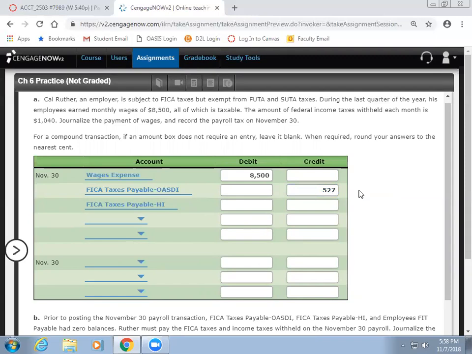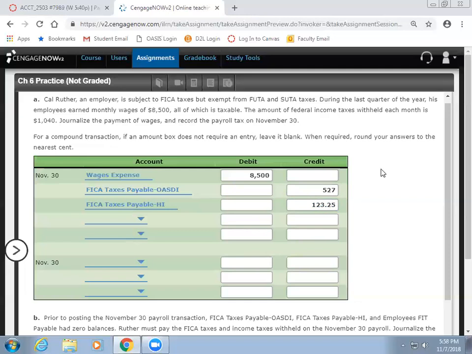And then for the Medicare, or the HI, what percent do we take for Medicare? Very good, at 1.45%. So what's my Medicare withholding? Very good, $123.25. So those are the withholdings for all of our FICA taxes.